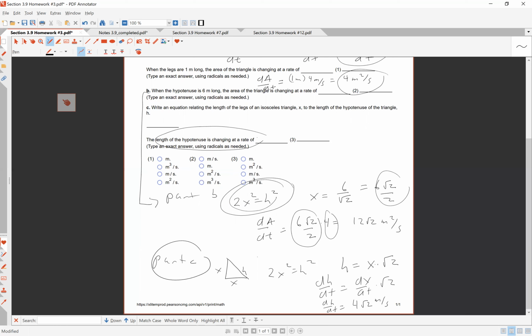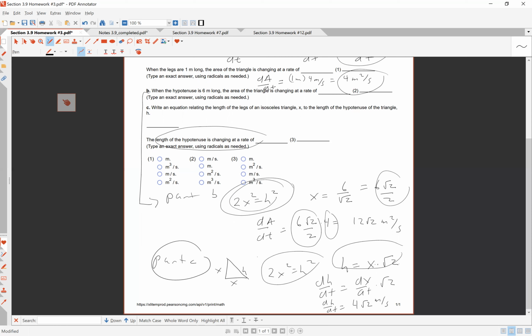Well, we have this formula between h and x. First, from the Pythagorean theorem, we get h is equal to x times the square root of 2. Just take the derivative of both sides with respect to t. So you know that the rate of change of h, dh/dt, is dx/dt times the square root of 2. And when dx/dt is 4, so when the legs are changing at the rate of 4 meters per second, the hypotenuse is changing at 4 times the square root of 2 meters per second.